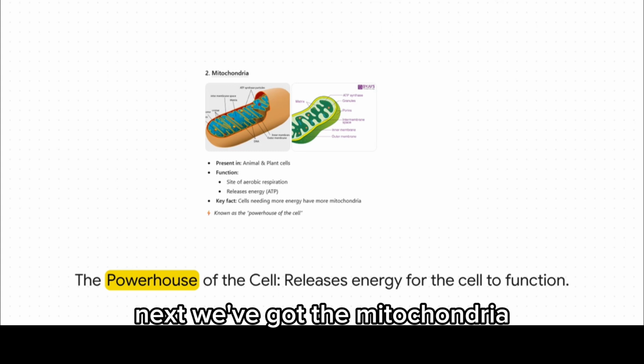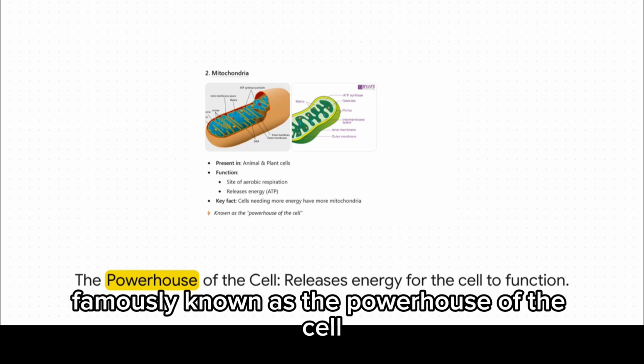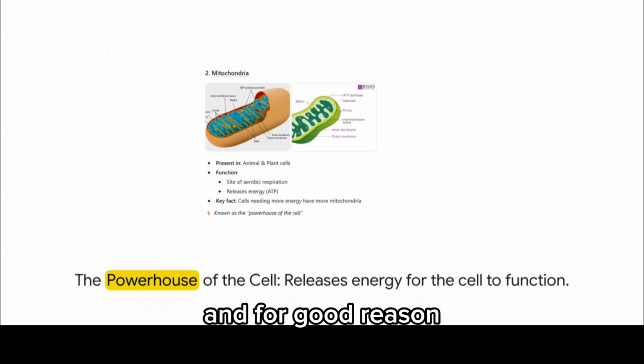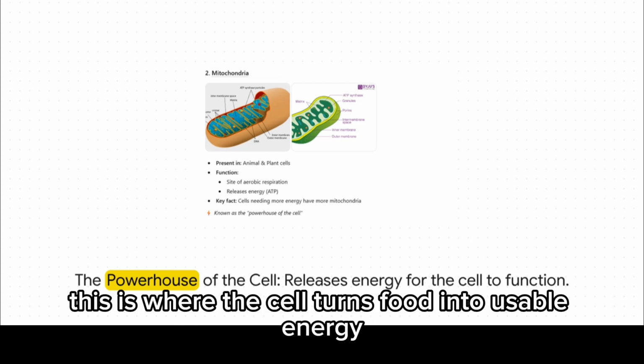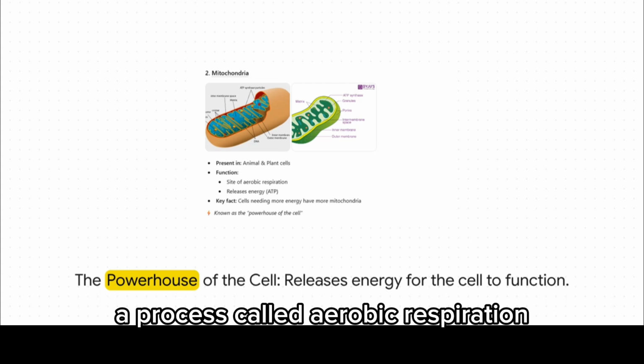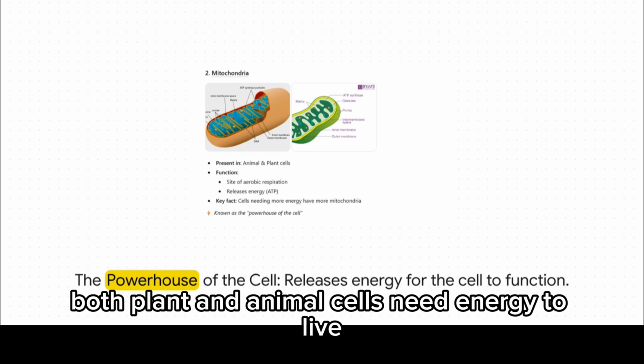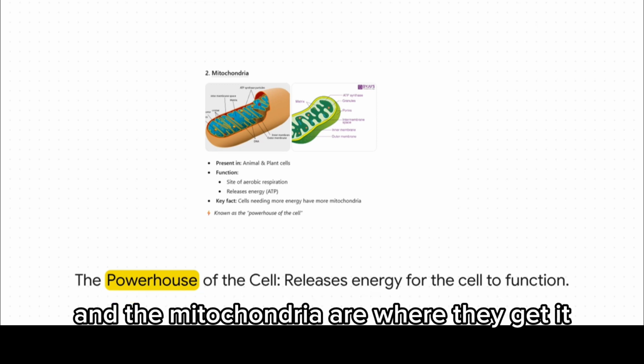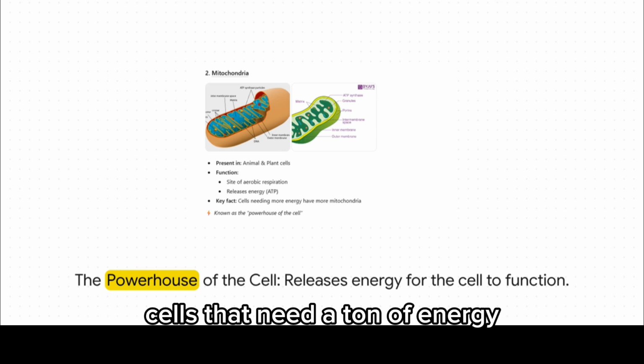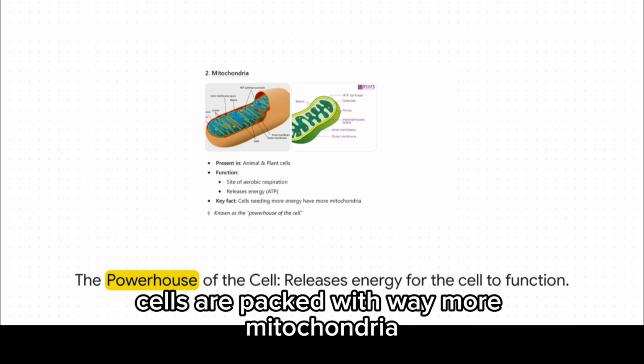Next, we've got the mitochondria, famously known as the powerhouse of the cell, and for good reason. This is where the cell turns food into usable energy, a process called aerobic respiration. Both plant and animal cells need energy to live, and the mitochondria are where they get it. Here's a pro tip for your test. Cells that need a ton of energy, like your muscle cells, are packed with way more mitochondria.